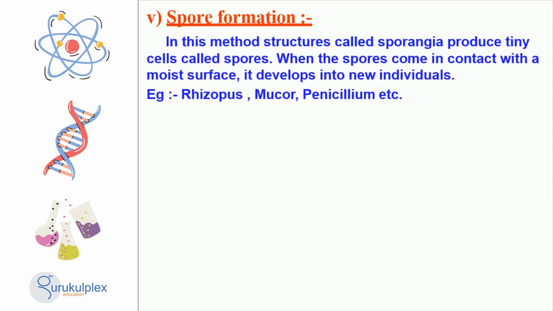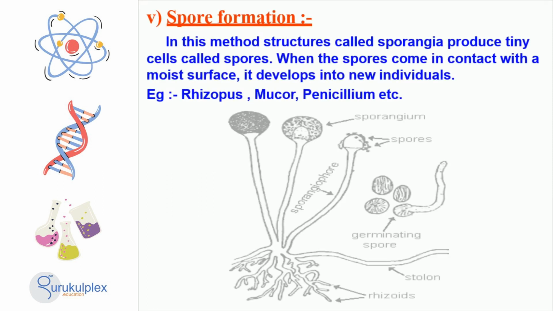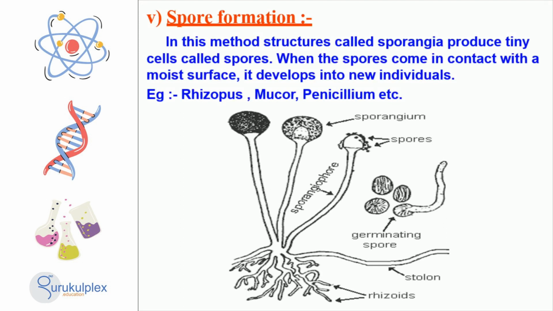Spore formation is a typical method of asexual reproduction, in which sporangia are structures that manufacture cells called spores. Upon contact with a wet surface, these spores can develop into new organisms. For instance, fungi such as rhizopus, mucor, and penicillium utilize this process for asexual reproduction.